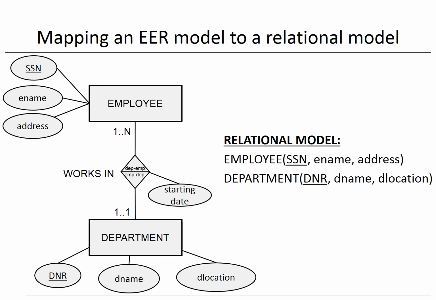The works in relationship type is an example of a 1 to N relationship type. An employee works in exactly 1 department, whereas a department can have 1 to N employees working in it. The attribute type starting date represents the date at which an employee started working in a department. As previously, we first create the relations employee and department for both entity types.